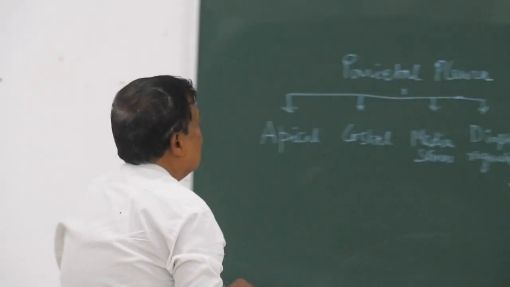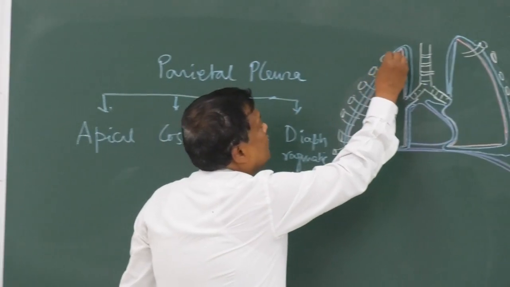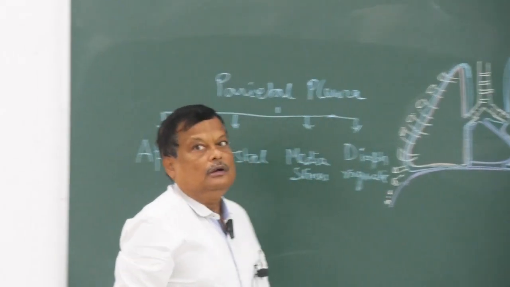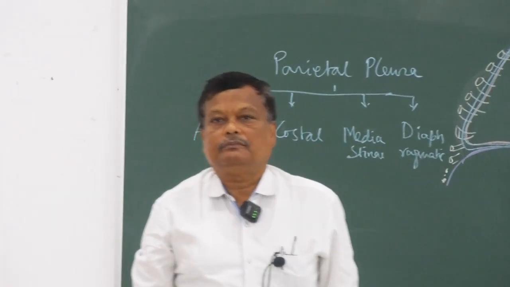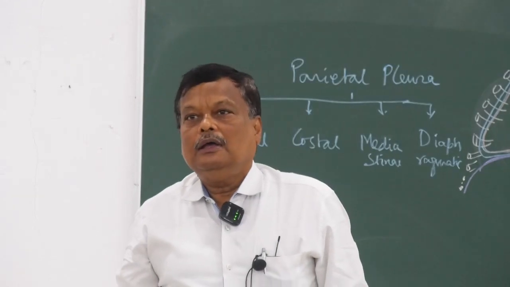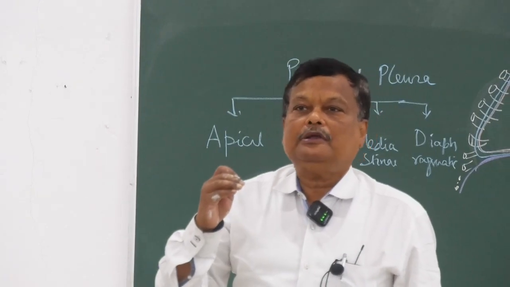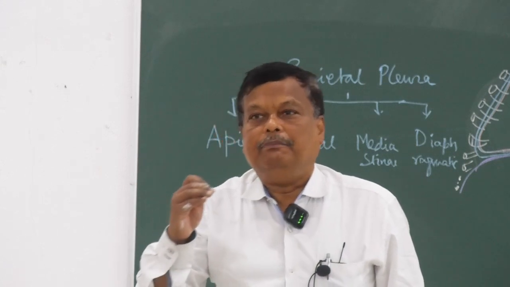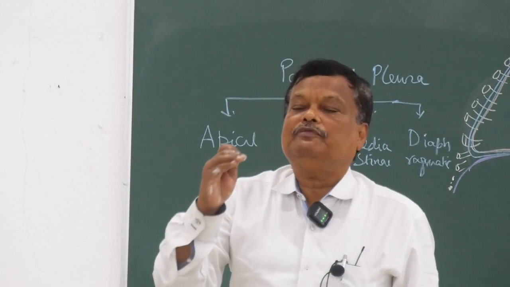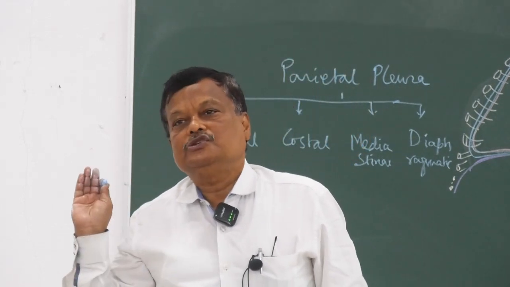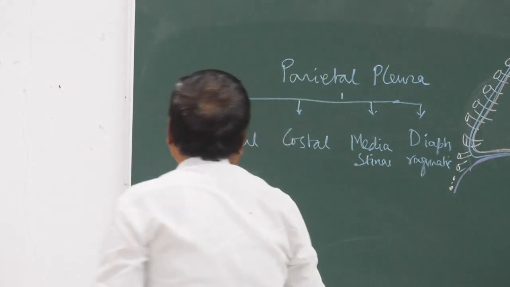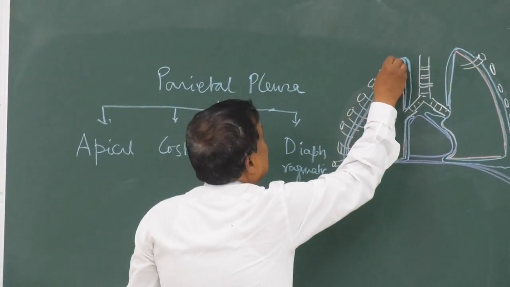What is apical pleura? Apical pleura is the part of the parietal pleura which is above the inner border of the first rib and its costal cartilage. So this is the apical pleura.